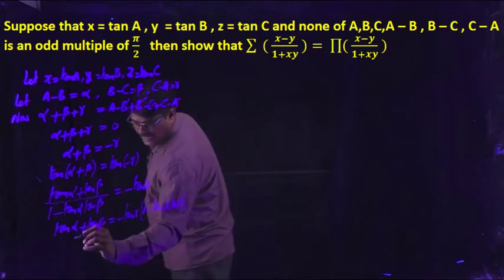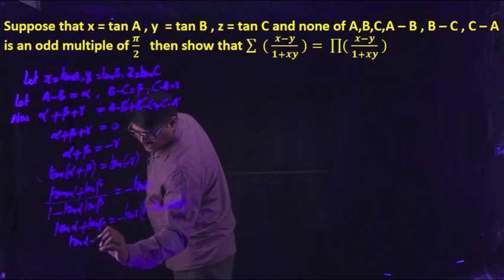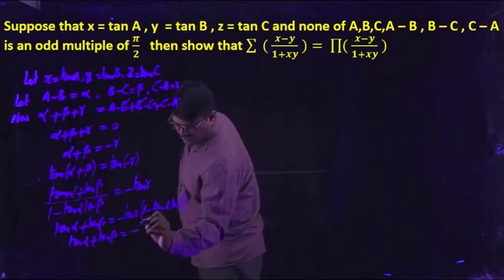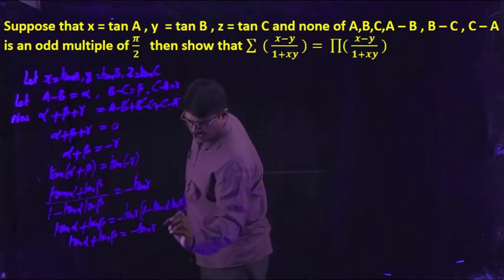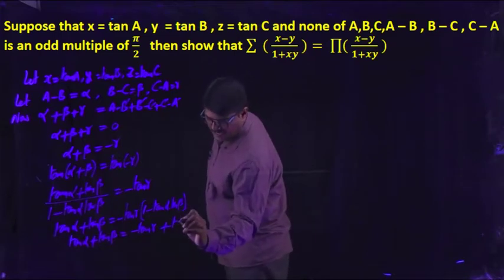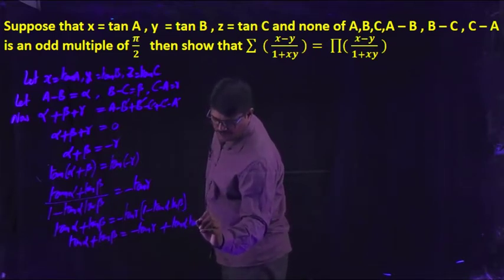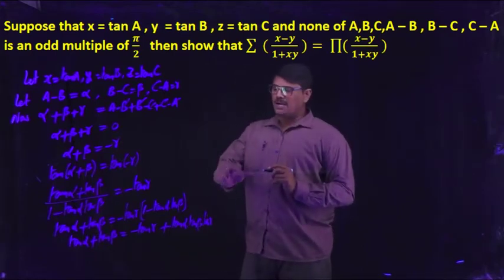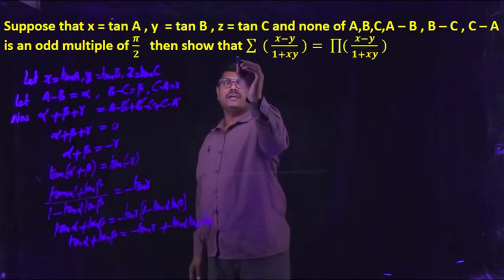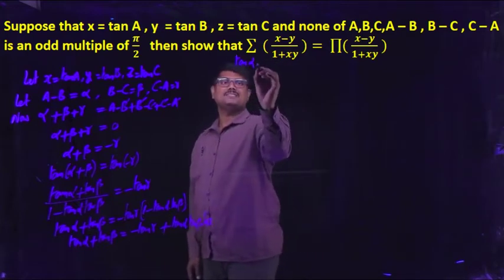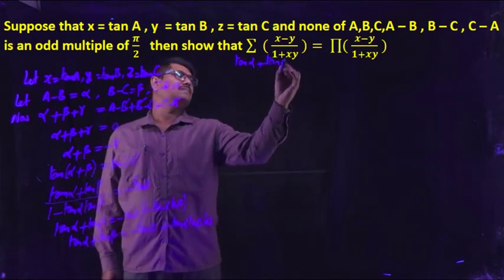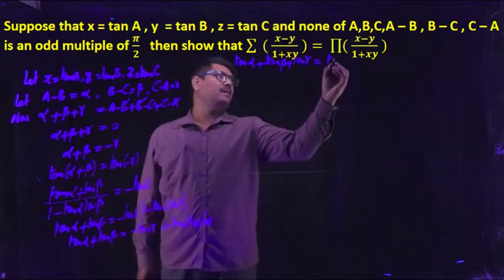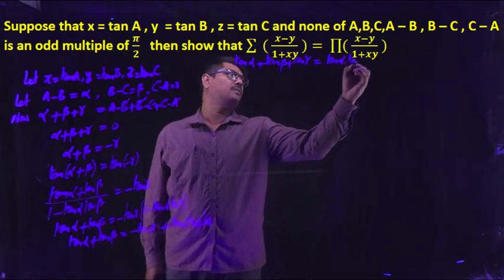Now, multiplying, tan alpha plus tan beta is equal to minus tan gamma into 1 minus tan gamma. Minus into minus becomes plus. You will get tan alpha into tan beta into tan gamma. Now, taking minus tan gamma from RHS to LHS, you will get the condition like this: tan alpha plus tan beta plus tan gamma is equal to tan alpha into tan beta into tan gamma.